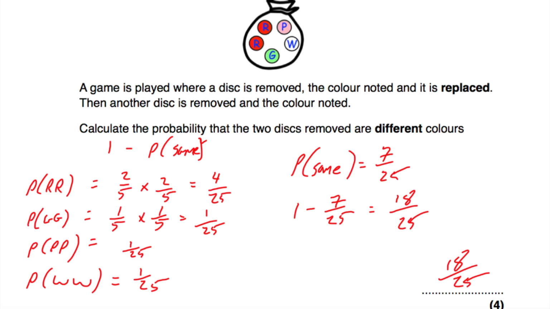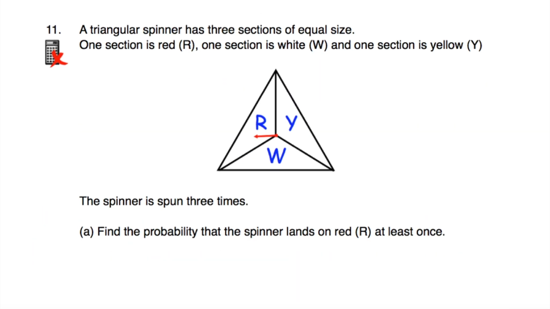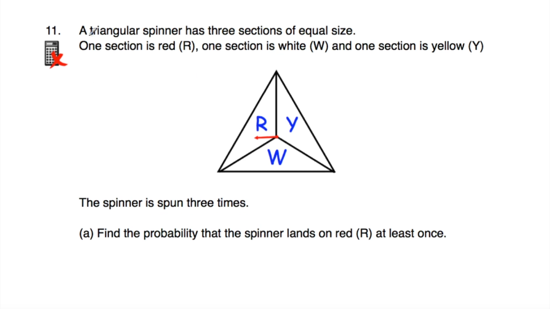Okay, let's look at our next question, question number 11. Question number 11 says a triangular spinner has 3 sections of equal size. We've got 1 section that's red, 1 section that's white, and 1 section that is yellow. And the spinner is spun 3 times.